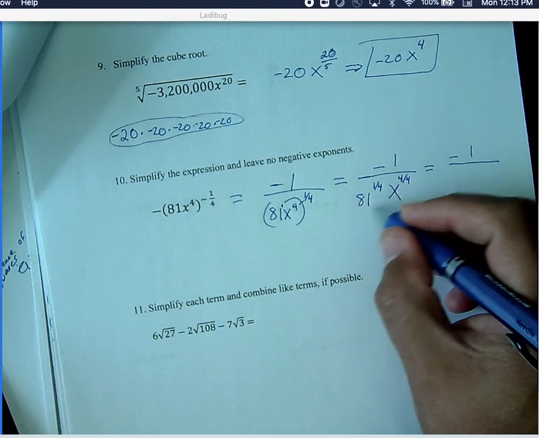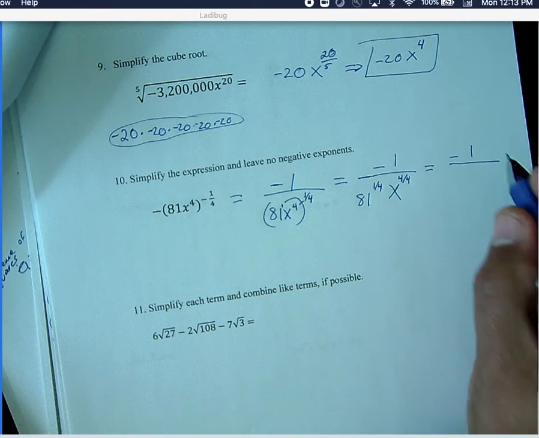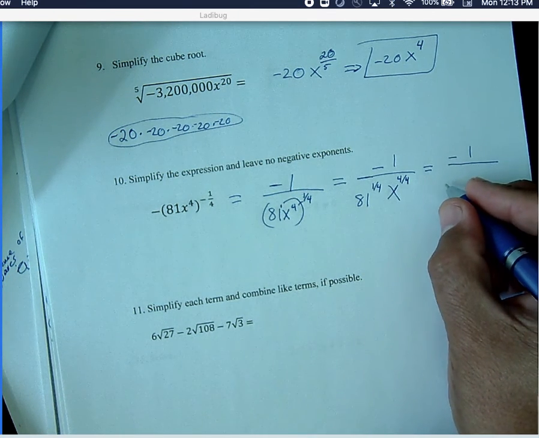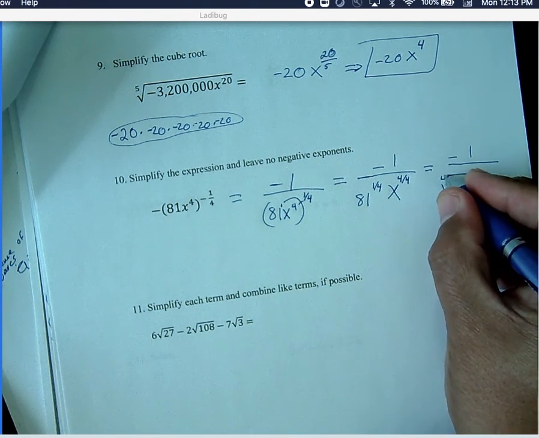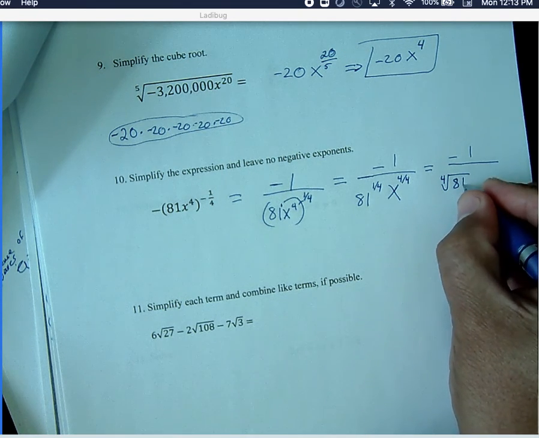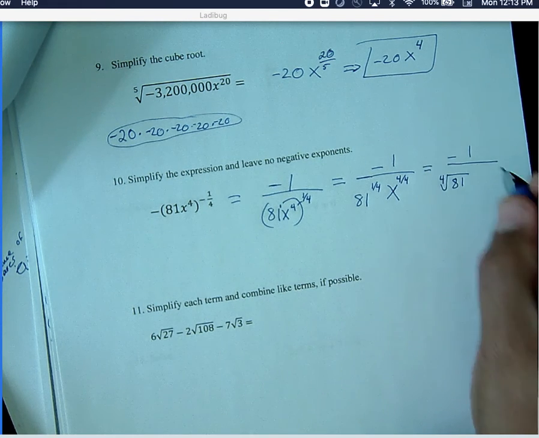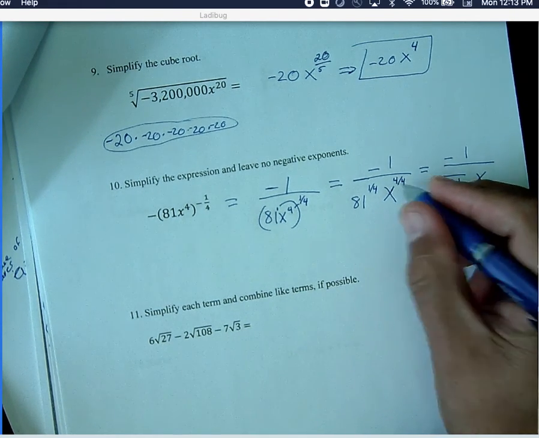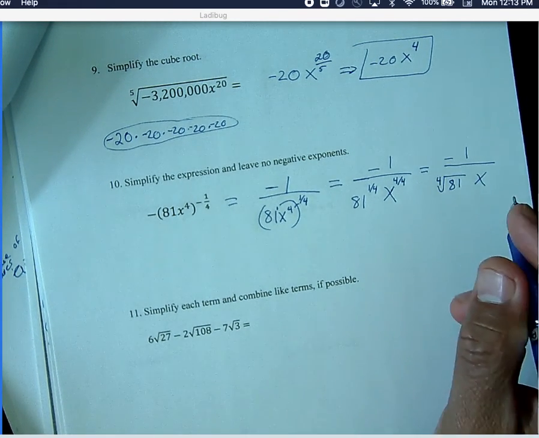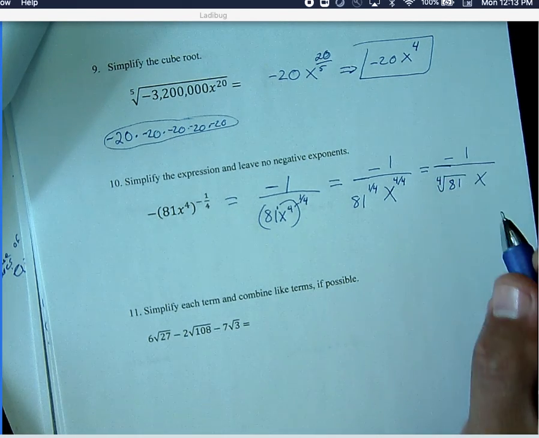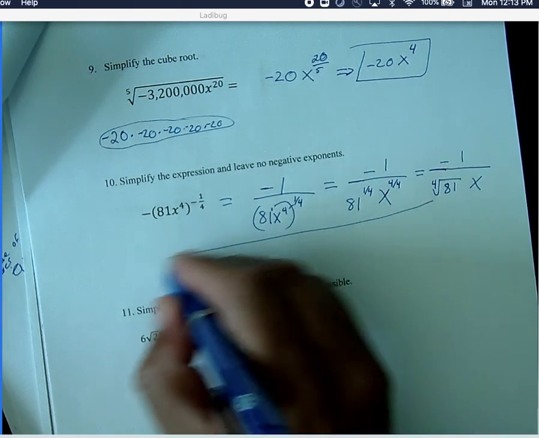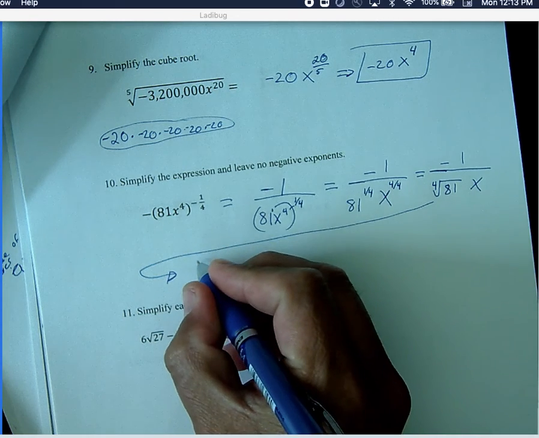This part, 81 to the 1/4, can be expressed as a radical, and that would be the 4th root of 81 times this, 4 over 4, would just be x. So I'm going to simplify this. We know 4 over 4 is just the x by itself. So from here, negative 1.